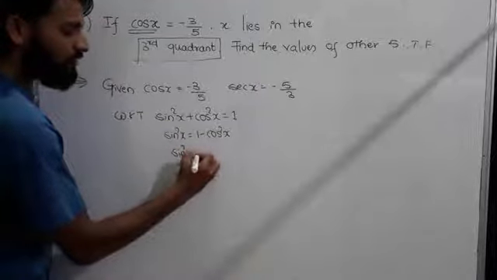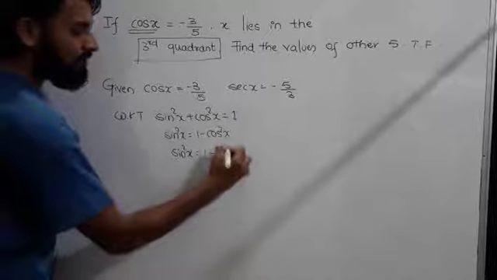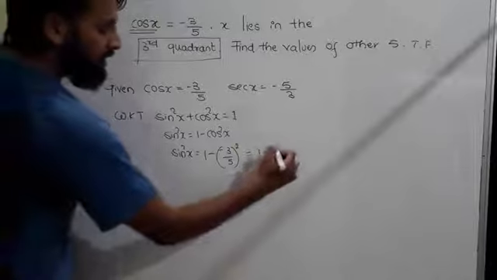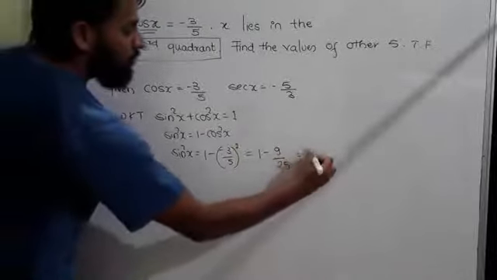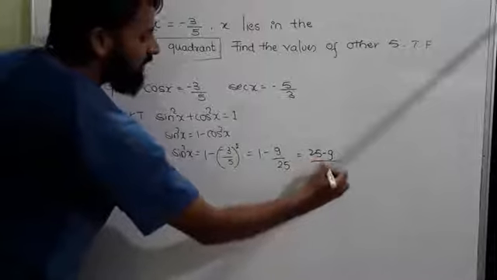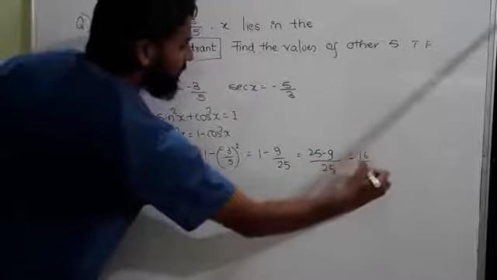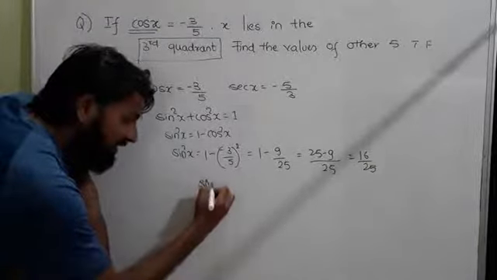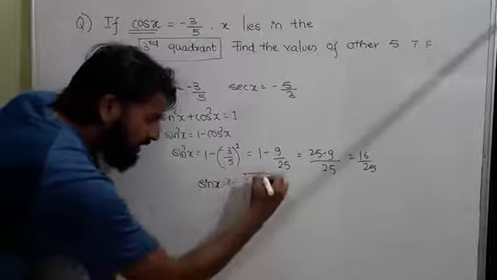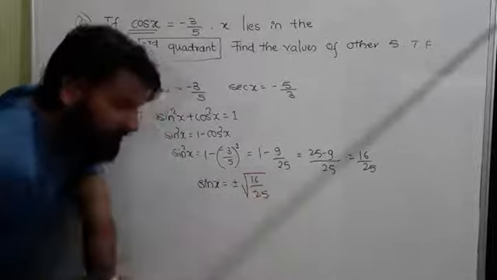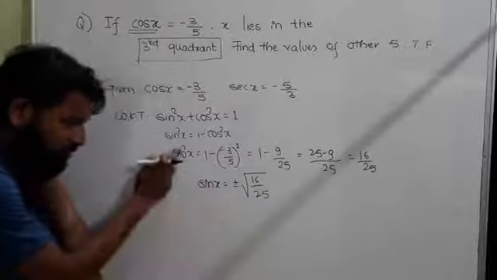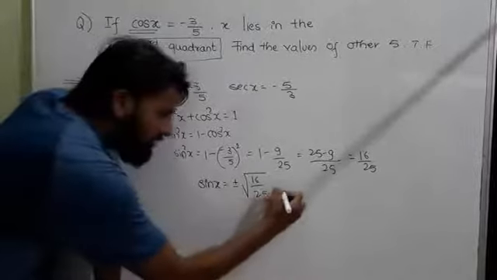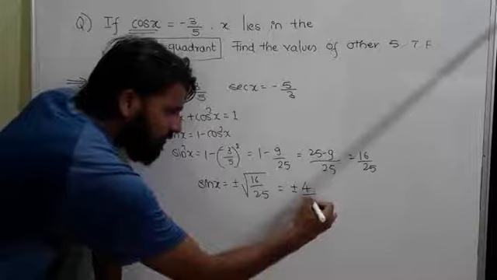Sin square x is equal to 1 minus (minus 3 by 5) whole square, which is 1 minus 9 by 25, which is equal to (25 minus 9) divided by 25, that is 16 upon 25. Yes or no? So now I can say sin x is equal to plus or minus under root 16 upon 25. Why did I write plus or minus? Because the square goes to the other side and becomes plus or minus, that you already know. So it is equal to plus or minus 4 upon 5.